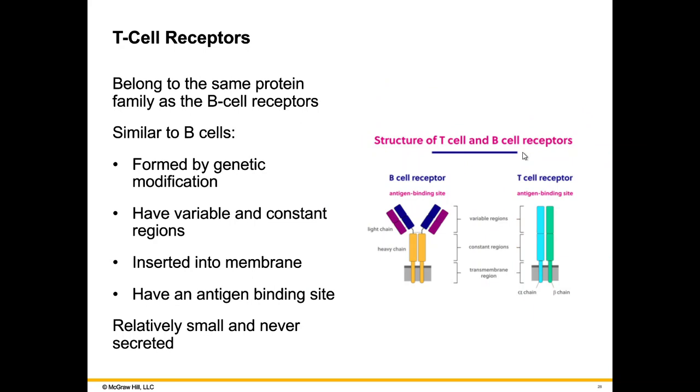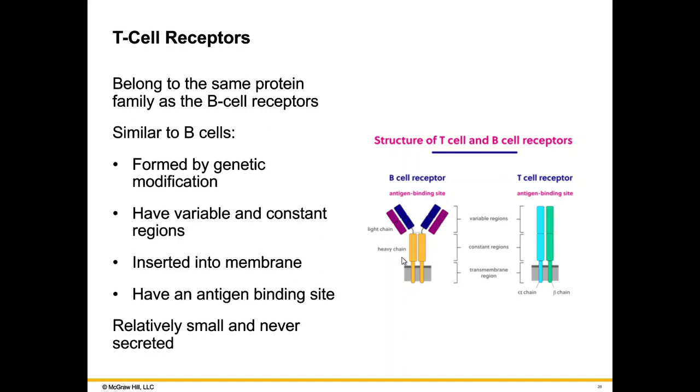All right, so let's look next at T cell receptors. So in comparison, again, this is a B cell receptor. It looks generically like a Y. For you A&P people, you may already know that it doesn't always look like a Y, but for now, let's just keep it simple. But these T cell receptors belong to the same protein family as our B cell receptors. They're similar to B cell receptors.